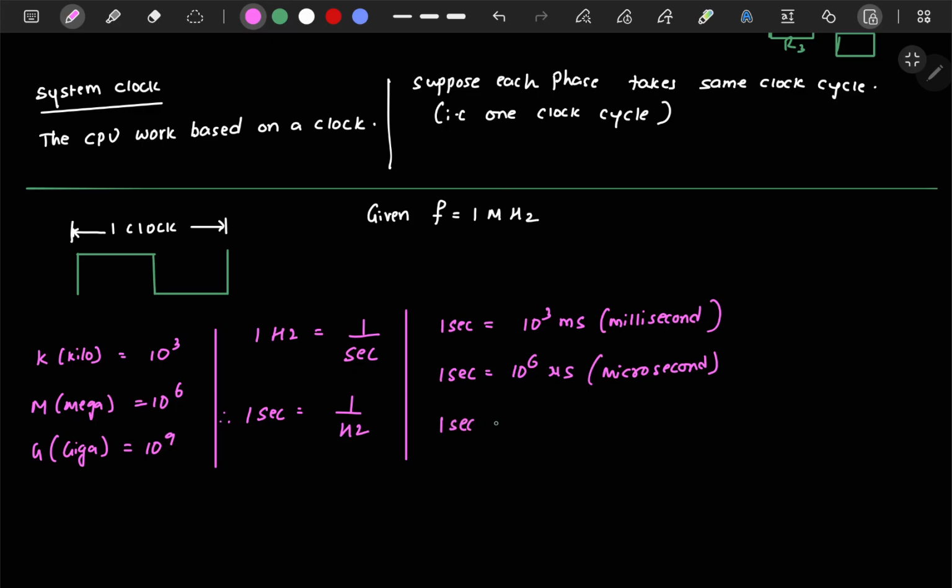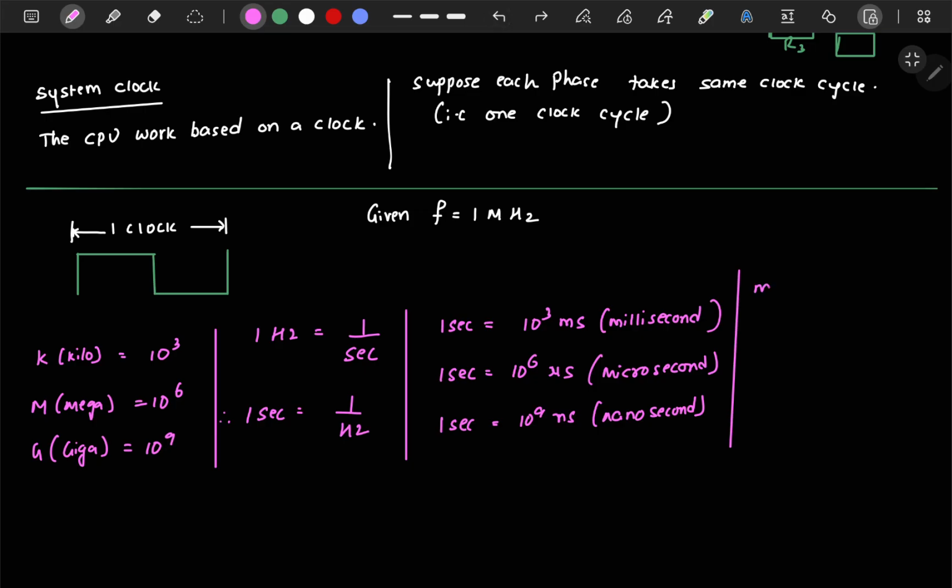And 1 second is equivalent to 10 raised to power 9 nanoseconds. Okay, small n, nanosecond, right? So to make it simple, you can understand like this. For example, 1 millisecond, 1 m, or you can write it like this.